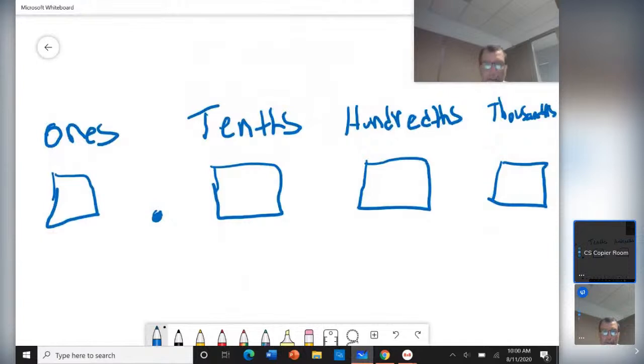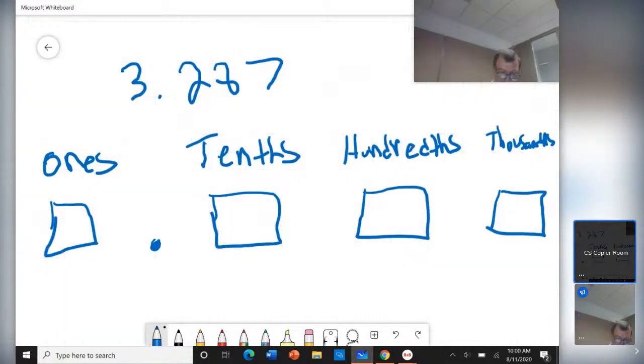So for example, let's start with a number. Say we have 3.287. Okay, so we'll put that up, and I'll move this down. The 3 is going to go on the ones. Then you have 2 tenths, 8 hundredths, and 7 thousandths.